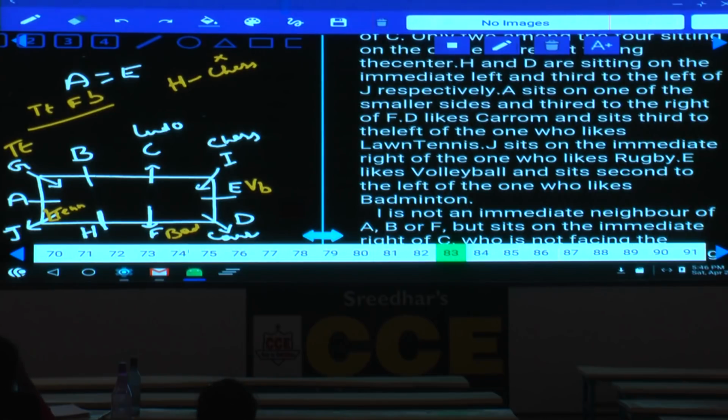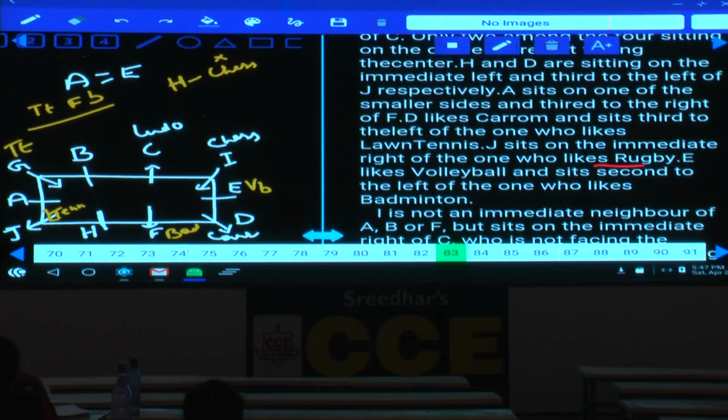It is A or H. J sits on the immediate right of the one who likes rugby. And E likes volleyball and sits second to the left of the one who likes badminton. Isn't it? H must be at the center. Why must H be at the center? Because no more than two persons facing the same direction can be seated adjacent to each other.